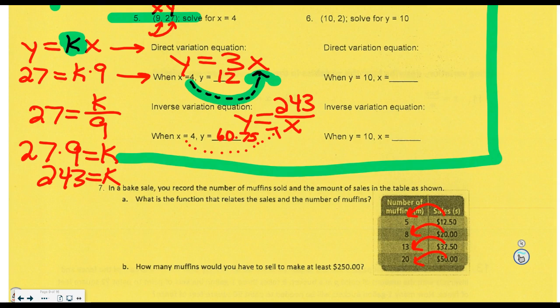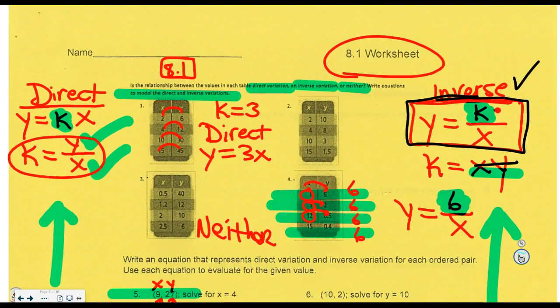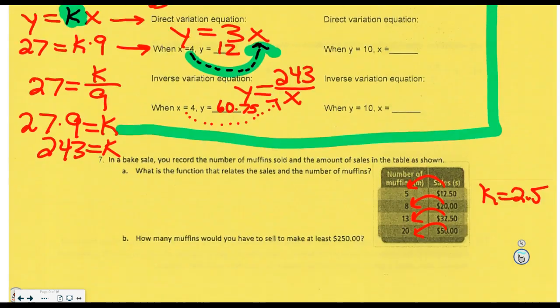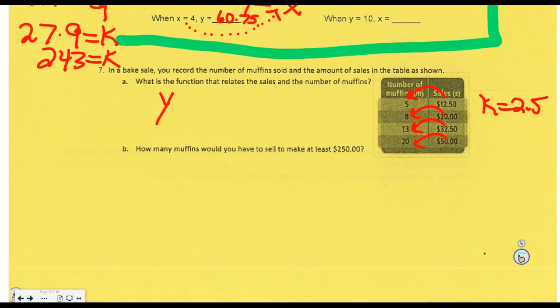They're all 2.5. So I'm going to go over here and write k equals 2.5. That's not the answer to anything. None of the questions say what is k, right? But you just got yourself a direct relationship, right? So you're going to go up, and here's your direct. You found the k, but that's not your answer to anything. Your relationship is y equals 2.5x. So we're going to go down here, and we're going to write y equals 2.5x.